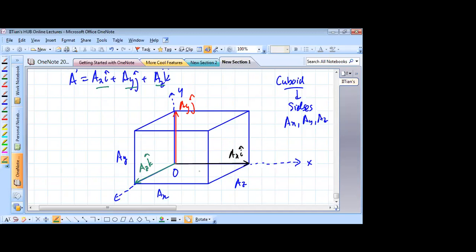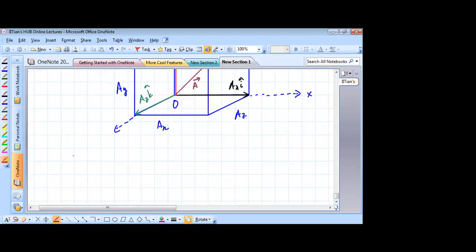So what will their sum become now? Their sum will become this diagram. The sum of these three vectors, which is ax i cap plus ay j cap plus az k cap, will become this, which we call the body diagonal. This one, this will become vector A. So that is the interpretation.